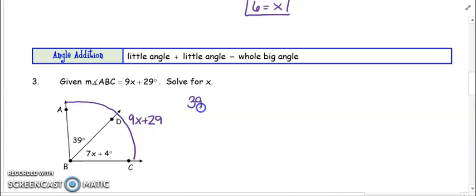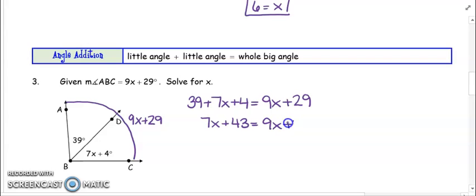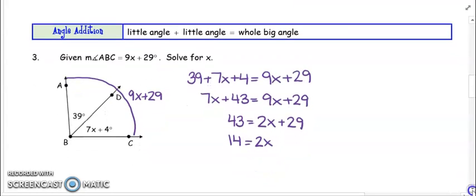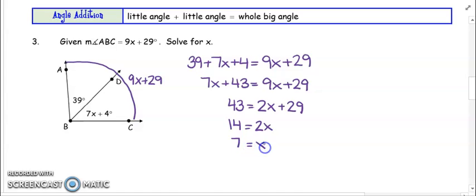So I can say 39 plus 7x plus 4 is equal to 9x plus 29. I'm going to clean up that left-hand side. That's going to give me 7x plus 43 equals 9x plus 29. I'll subtract 7x on both sides. That's 43 is equal to 2x plus 29. I'll subtract the 29, giving me 14 to be equal to 2x. And then if I divide by 2, I've got x to be equal to 7.